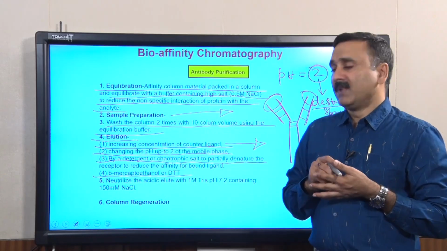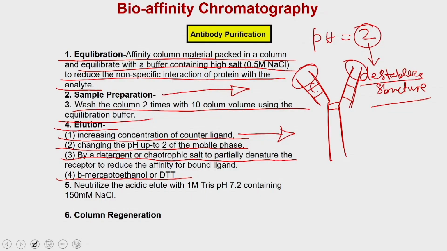And because of this, if you add DTT or beta mercaptoethanol, you are going to break the disulfide linkages, and as a result it is going to destroy the antigen binding site present on the antibody, and the antibody is going to have reduced affinity for the antigen, and that is how the antibody is going to be eluted.